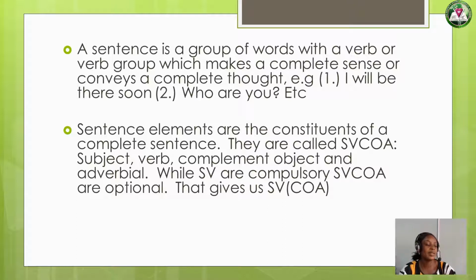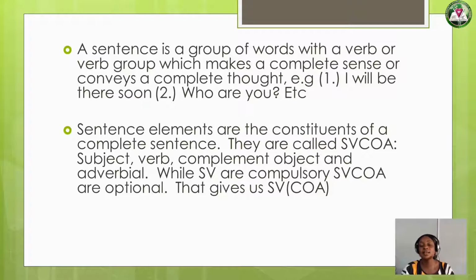Okay. So we say that in every sentence, the SV, that's subjects and verbs, are compulsory for the expression to be a complete sentence. In SVCOA, the SV are compulsory, while COA are optional. So that gives us SV. Then in brackets we have COA, because COA are optional. That means complement, object, adjuncts are optional, while subject and verb are compulsory.